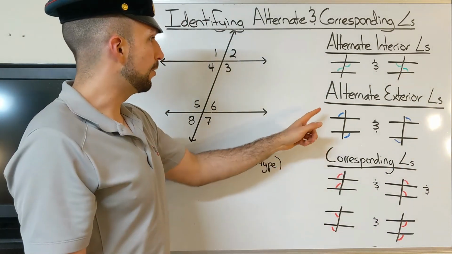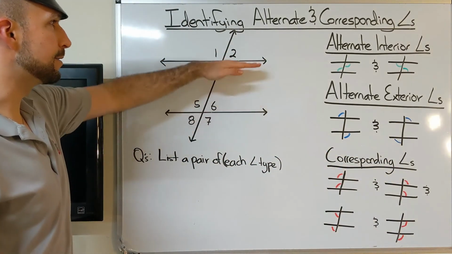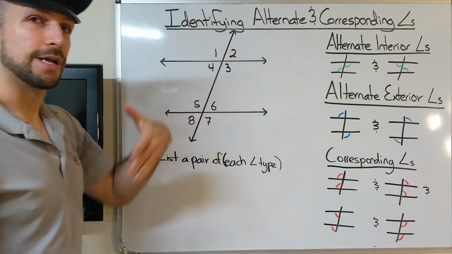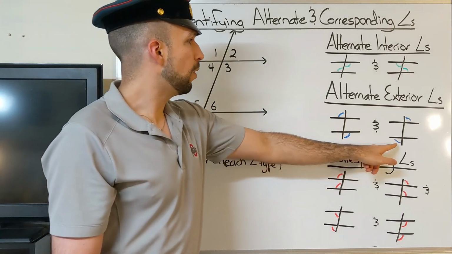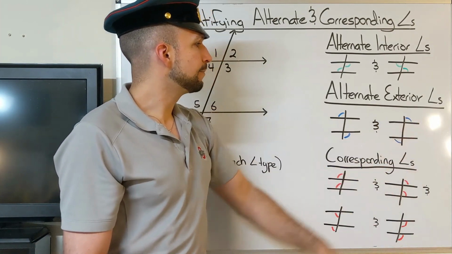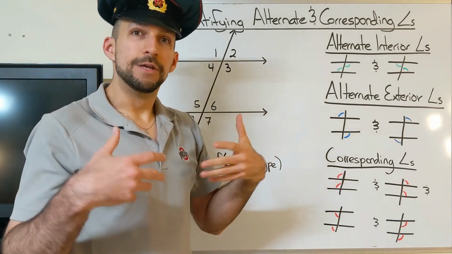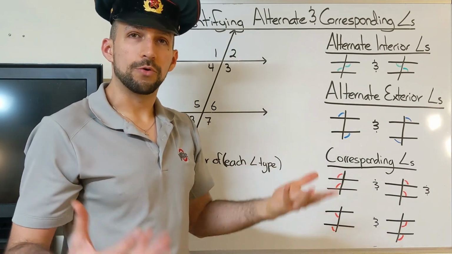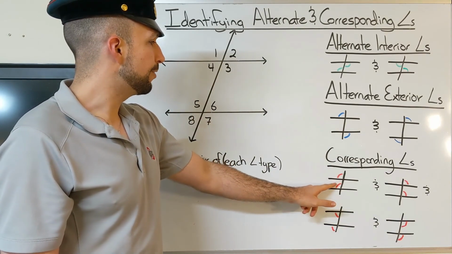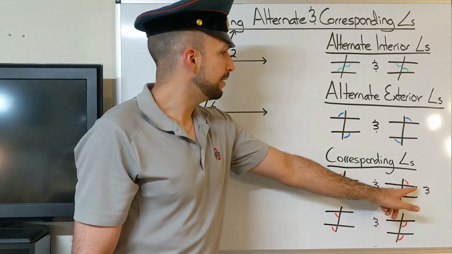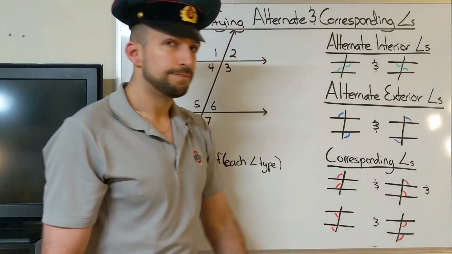Exterior angles are similarly in the exterior of the parallel lines. So the exterior would be the outside of those two walls. They can either be upper left and lower right, or lower left and upper right. Finally, corresponding angles are on the same side. So think of upper left, upper left, upper right, upper right. So when we look at the angles, we notice that they're both upper left, upper left, upper right, upper right, lower left, lower left, or lower right, lower right.